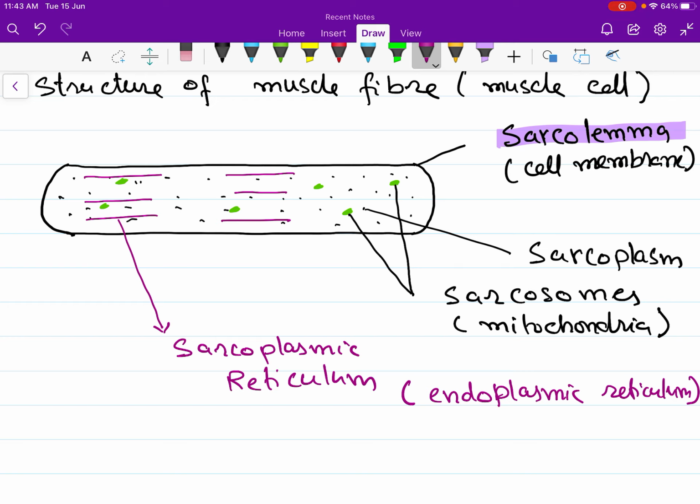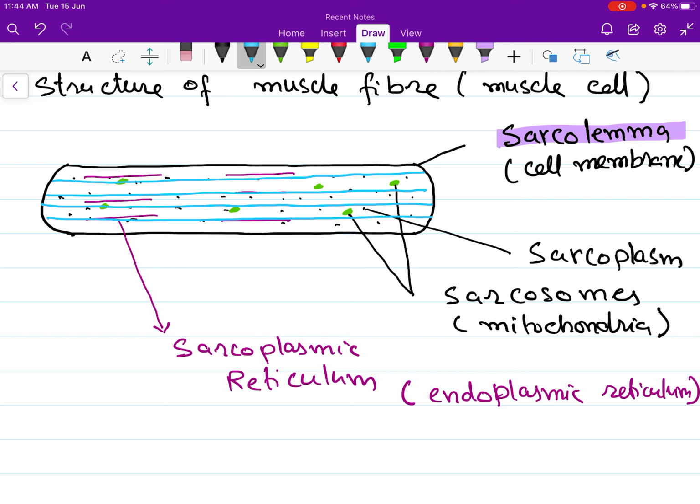Now, apart from these cell organelles, there are other cell organelles as well present in a muscle fiber, but the most important feature of the skeletal muscle is the presence of longitudinally arranged fibers called myofibrils. If we observe a muscle fiber, it has longitudinally arranged fibers which are called myofibrils. What I am drawing here are the longitudinally arranged fibers present throughout the sarcoplasm of the muscle fiber. These are the myofibrils.